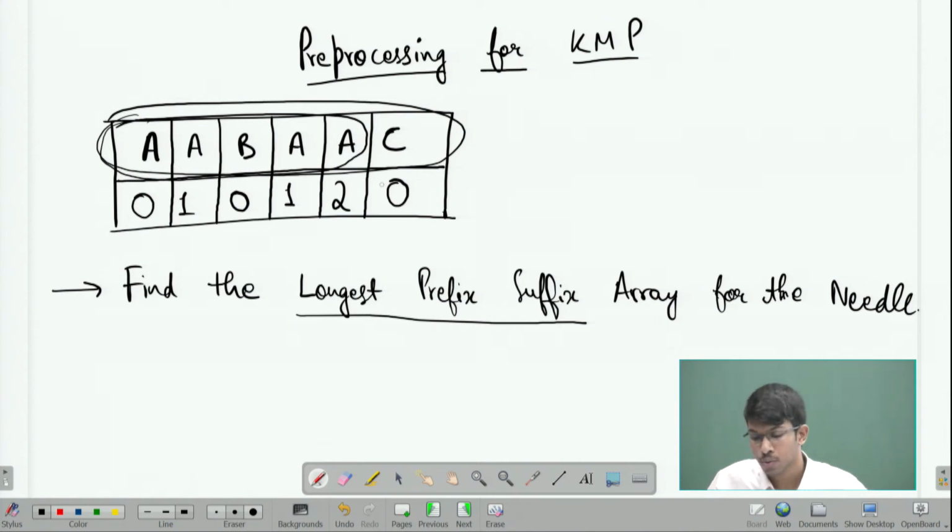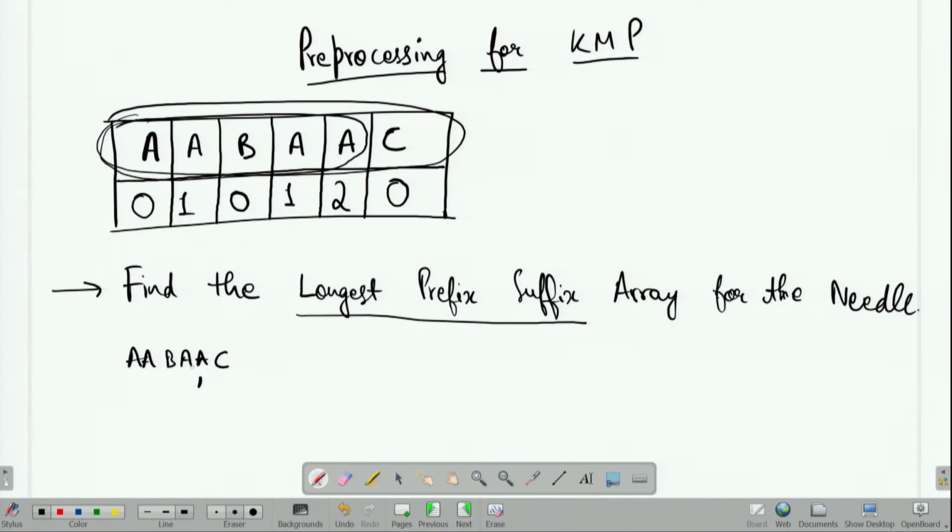Now why is it useful in KMP? This is useful in KMP because let's say we are searching for AABAAC, and we have matched correctly till A. Like this, and then we find that there is a mismatch between this character and this C.